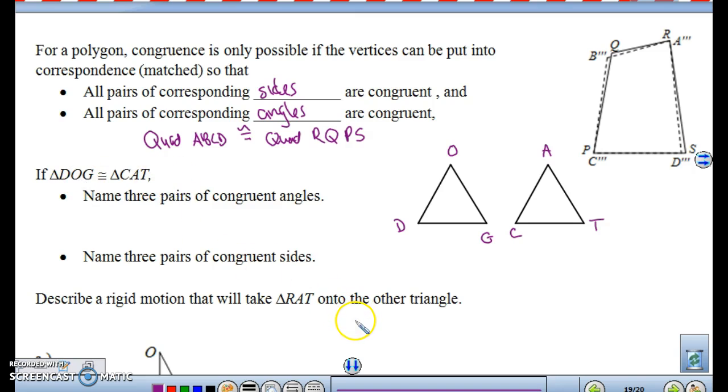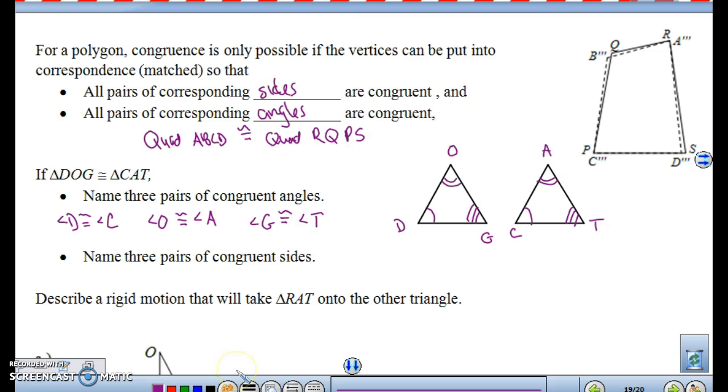So knowing that, now that we have that, we can automatically say which angles are congruent. Angle D should correspond to what angle in the other triangle? Well, angle C. Angle D is congruent to angle C. Angle O should be congruent to angle A, right there. And angle G should be congruent to angle T. So all of those angles are congruent because of the way the congruence is given.